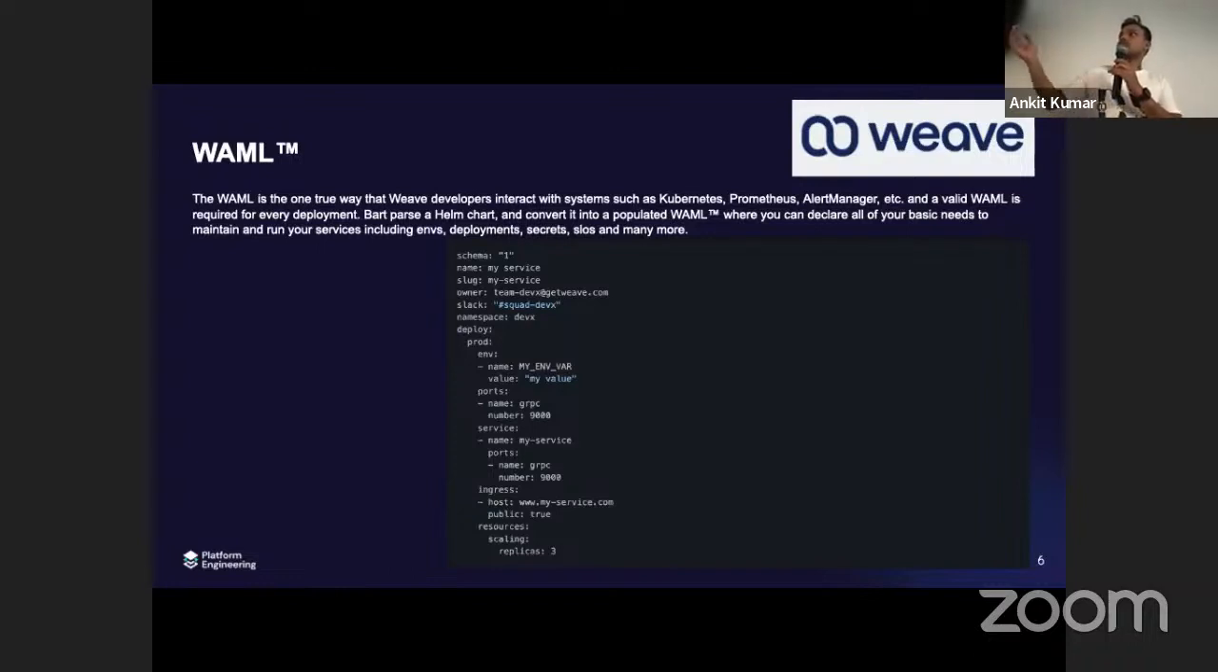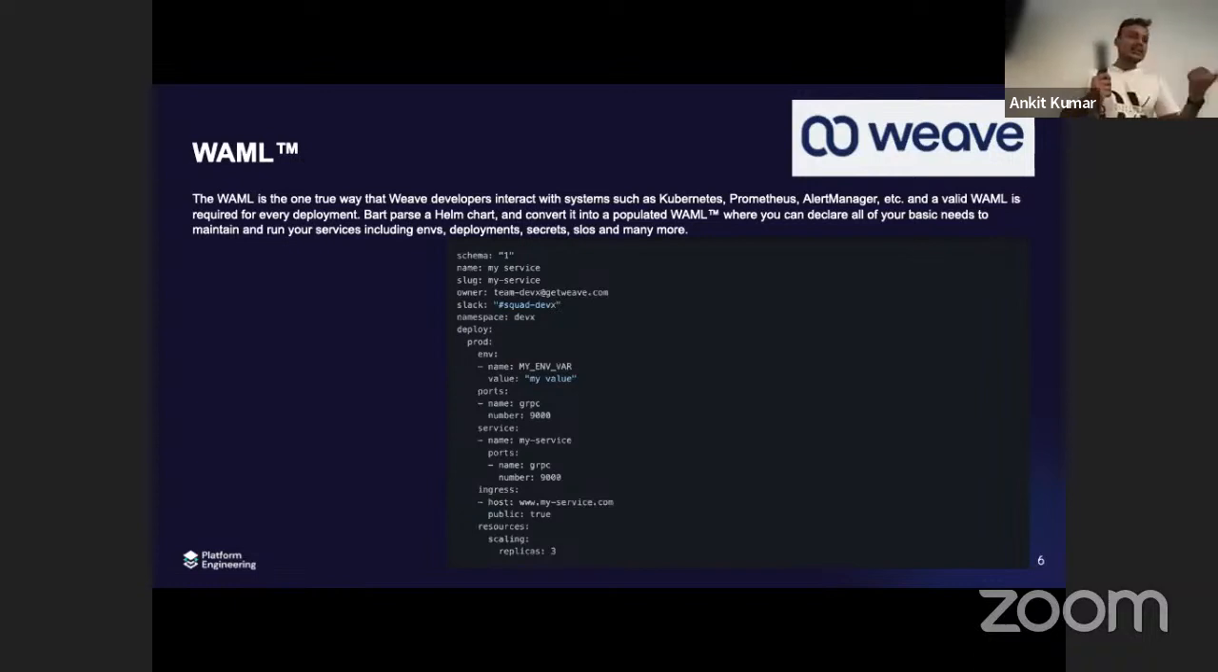So you want to deploy to an environment, so you can use a deploy, and then you can mention what environment you want to use, what ports you want to open, and what services you want to do. And if you want to write an ingress, then you can also do this.